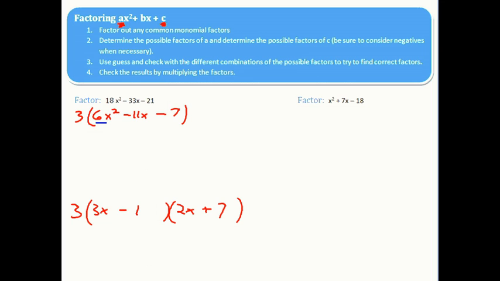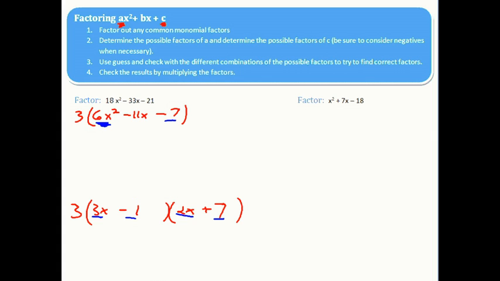All right, so we still have our 3 on the outside. We know that 3x times 2x will give the 6x squared. We know the negative 1 and the 7 will give the negative 7, so we have to check for the negative 11. So what we do is we multiply 3x times 7, which is 21x, and negative 1 times 2x, which is negative 2x, which gives us 19x, which is not negative 11x.